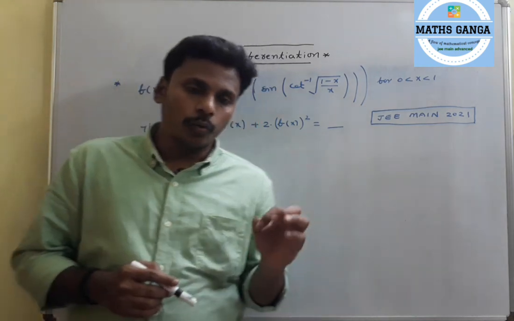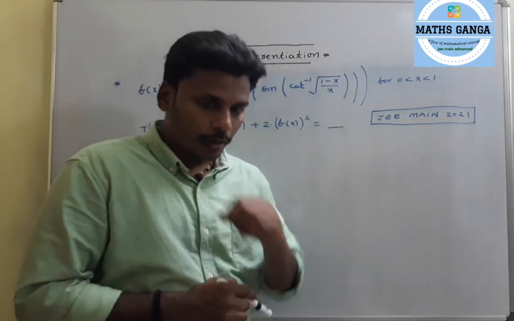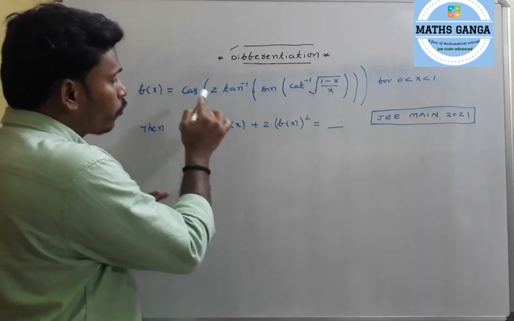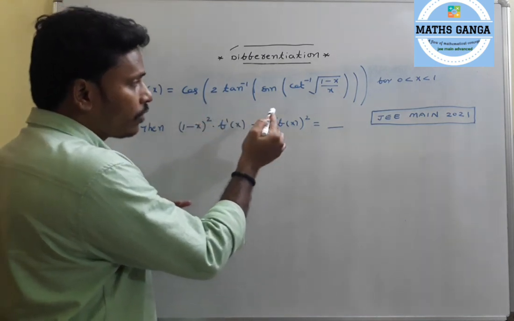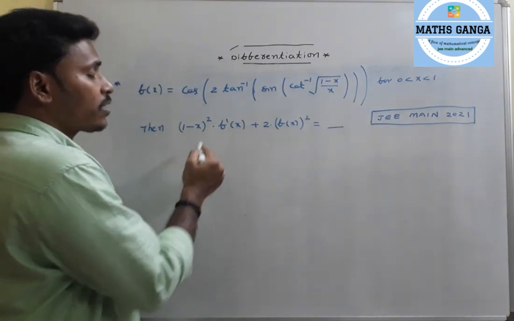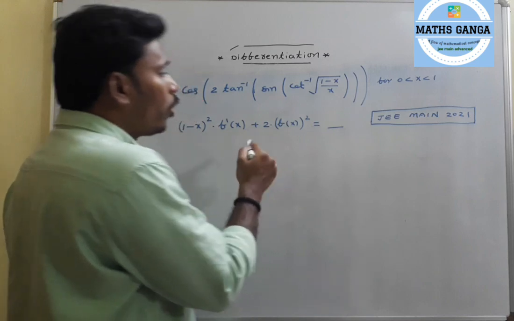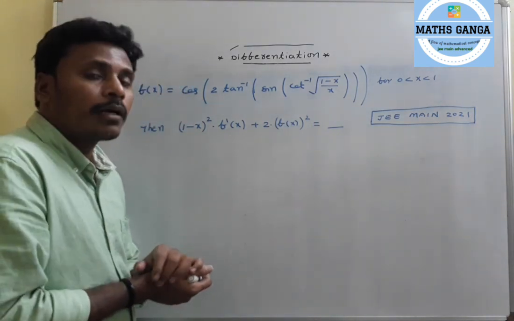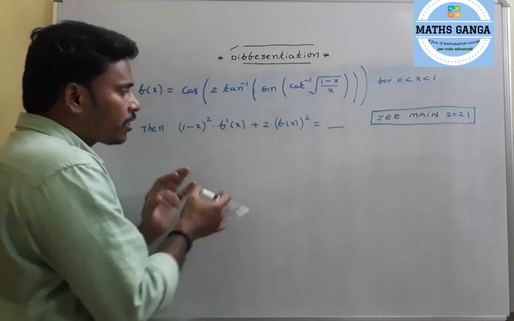JEE Main 2021 problem from differentiation. Look at the problem. f of x is given as cos of 2 tan inverse sine of cot inverse root of (1 minus x) by x. And we need to find (1 minus x) whole square into f dash of x plus 2 f of x whole square. Actually we have 4 options for this problem, but I am not mentioning the options here.